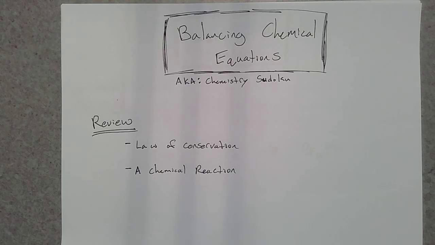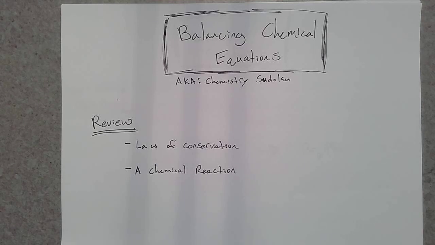Okay, so let's think about balancing chemical equations. This is where we know a reaction has happened. We know that at some level, these atoms and ions have been rearranged into different stuff, so we have different products on the other side.